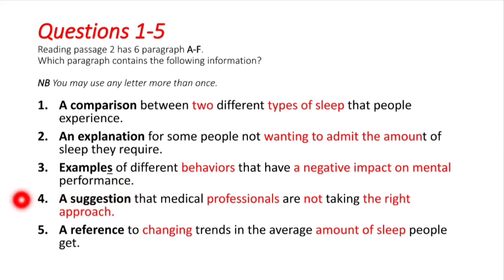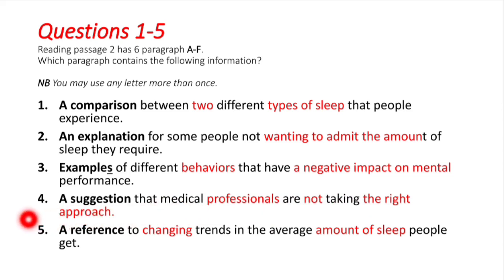And have a look at the next one as well. A suggestion that medical professionals, have a look, medical professionals are not taking the right approach. So you should look for synonyms, and I guess for medical professionals you're going to have something like doctors, right? And a paragraph should talk about doctors, and they shouldn't be doing the right thing, right? They should be doing something wrong, okay?